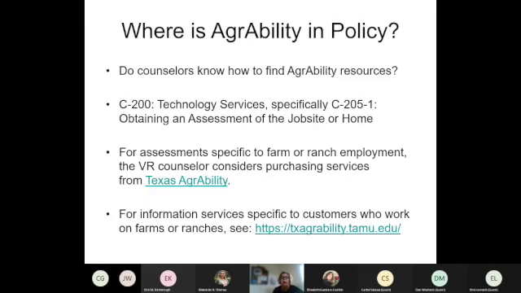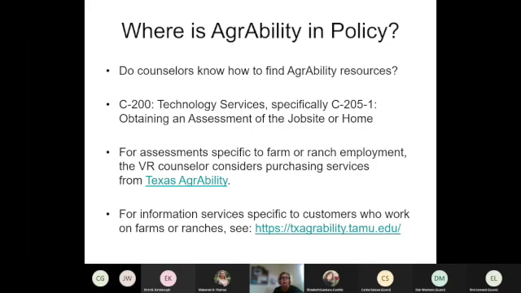When I first was learning more about AgrAbility, because remember, I hadn't been in state VR for a while and I was going back to my roots, I'm like, where is AgrAbility in policy? Because AgrAbility has a lot of resources and creative thinking people. When I worked in neuro rehab, I really appreciated how OTs, PTs, the speech language pathologists all thought outside the box. And you can really look at things that seem very complicated and make it seem like it's very easy.